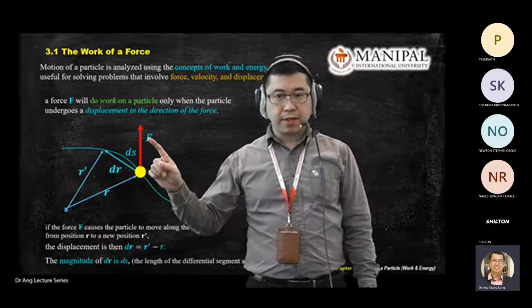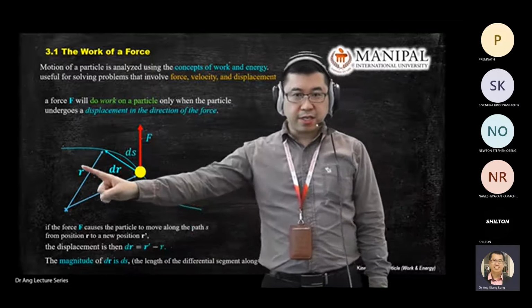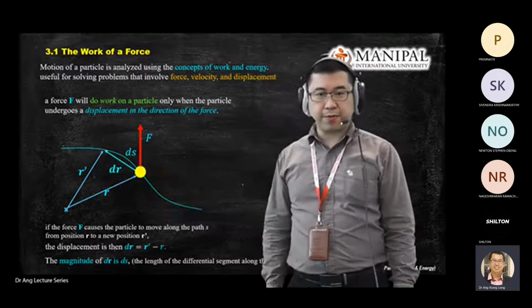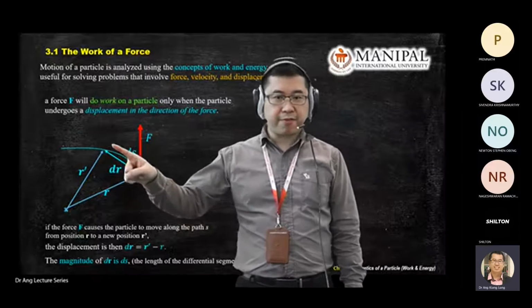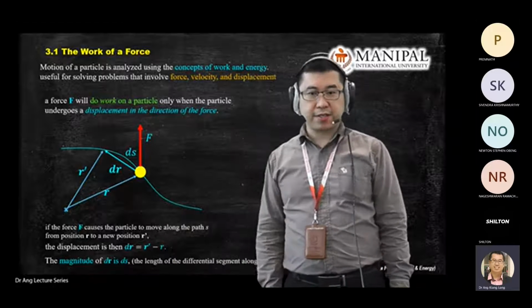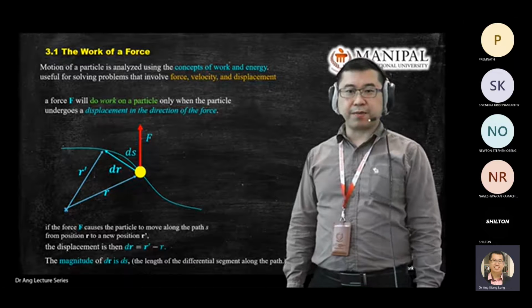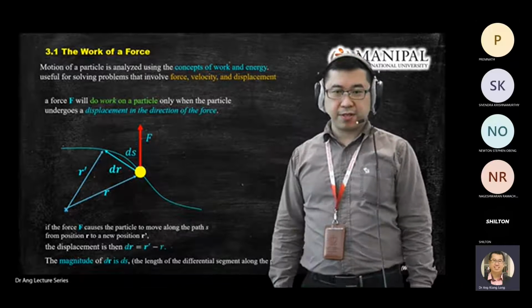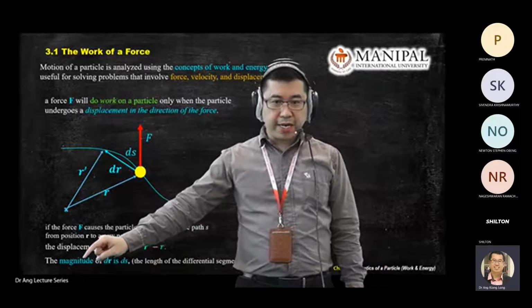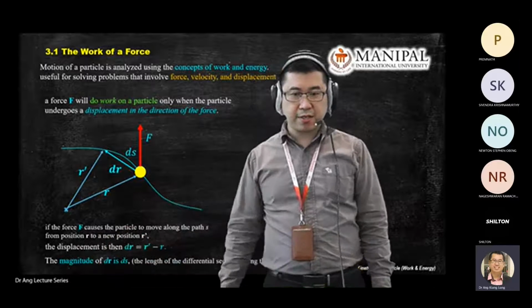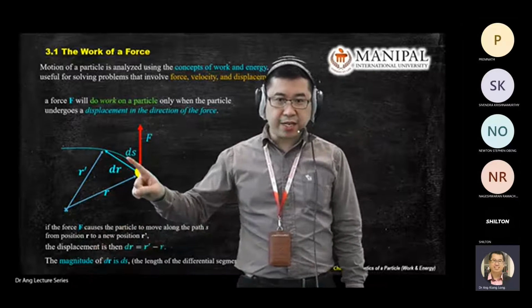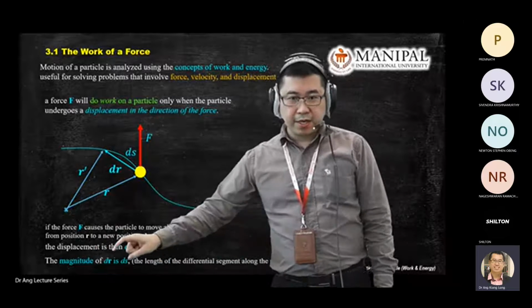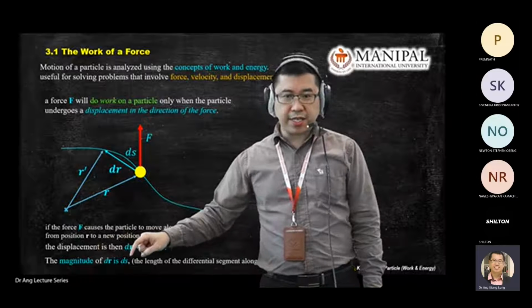Then we try to link what is ds. This is the path traveled by the particle. For example, this line is a path that we define as S, that we learned in chapter 1 and chapter 2. We always use blue color to represent path. The magnitude of dr, where dr is a vector, and a vector has magnitude and direction. So the magnitude of dr is ds.